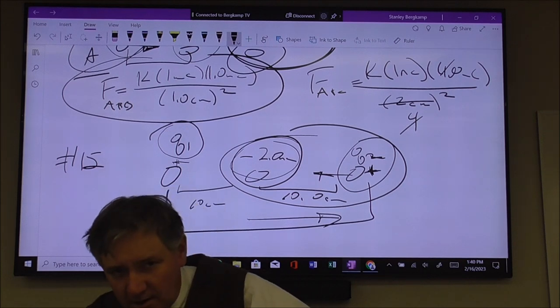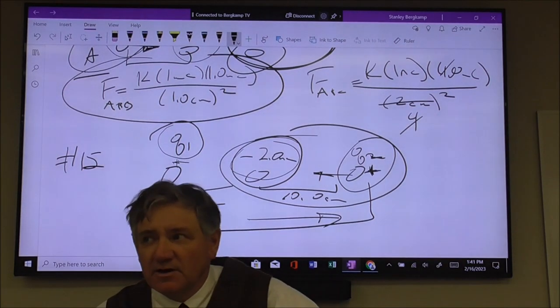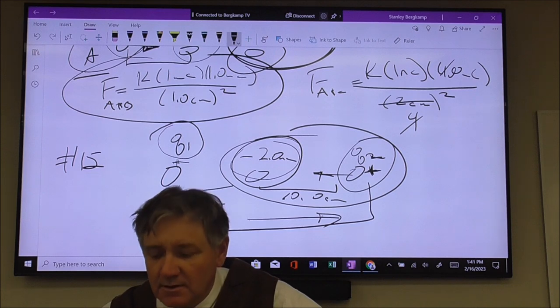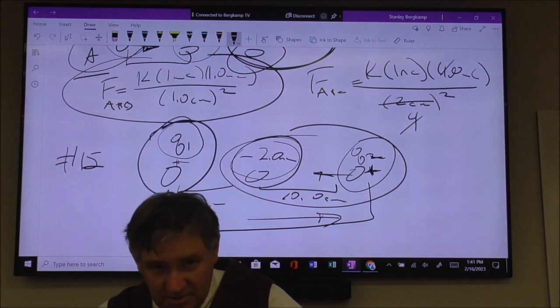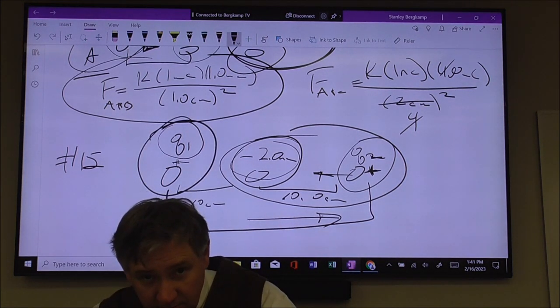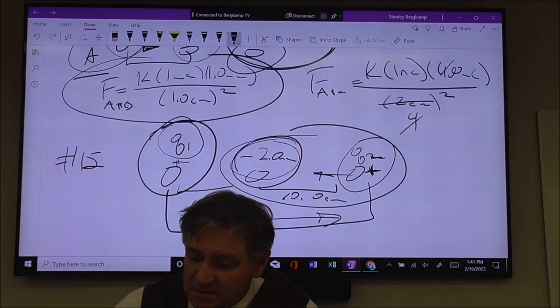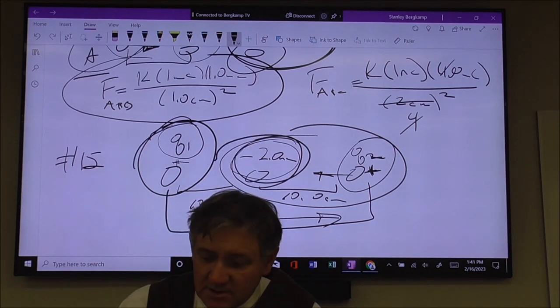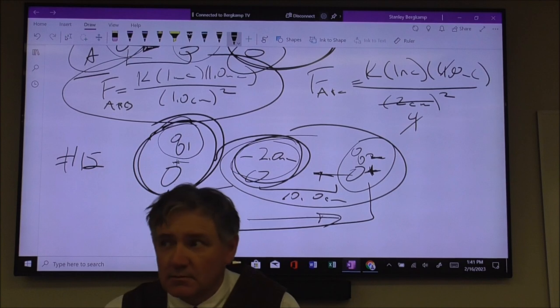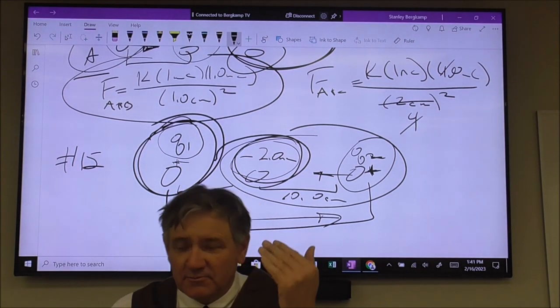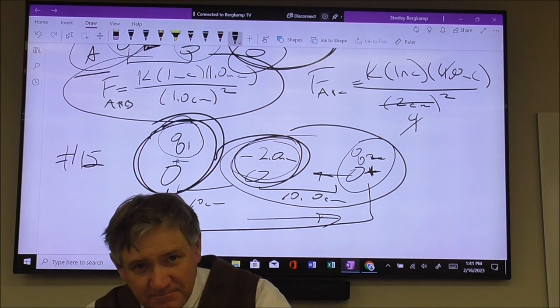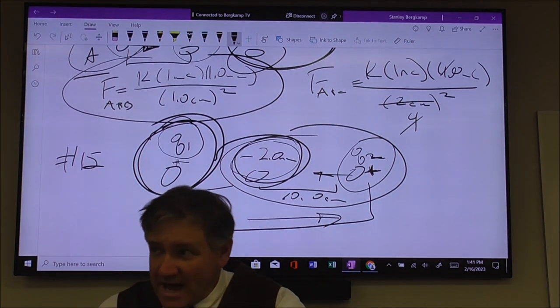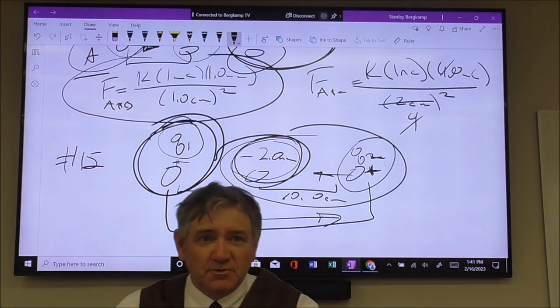This is twice as far. So if it's twice as far, you square that, and it becomes 4. So if this is 2 nanocoulombs, the charge has to be 4 times greater, which would be 8. Okay? So you actually don't have to go through and do all the math.